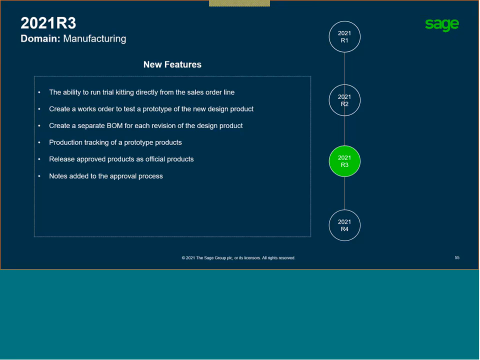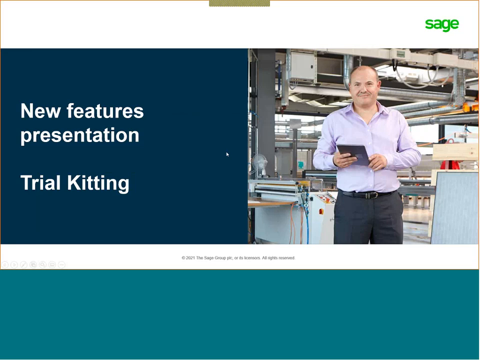So we're going to look at how you can run a trial kit directly from sales order line, how we can now create prototype works orders, how we can create separate BOMs for each revision of the design product, and then look at how we can track those orders through and how we can release products. And I'm going to talk about these in a bit more detail.